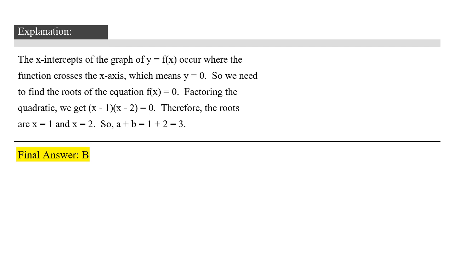The x-intercepts of the graph of y equals f(x) occur where the function crosses the x-axis, which means y equals 0. So we need to find the roots of the equation f(x) equals 0. Factoring the quadratic, we get (x-1)(x-2) equals 0. Therefore, the roots are x equals 1 and x equals 2. So, a plus b equals 1 plus 2, which is equal to 3.